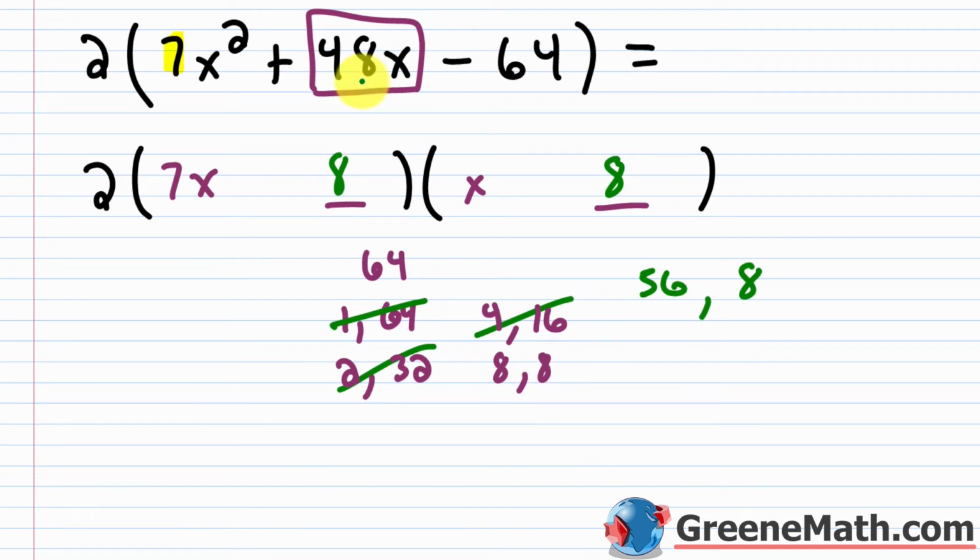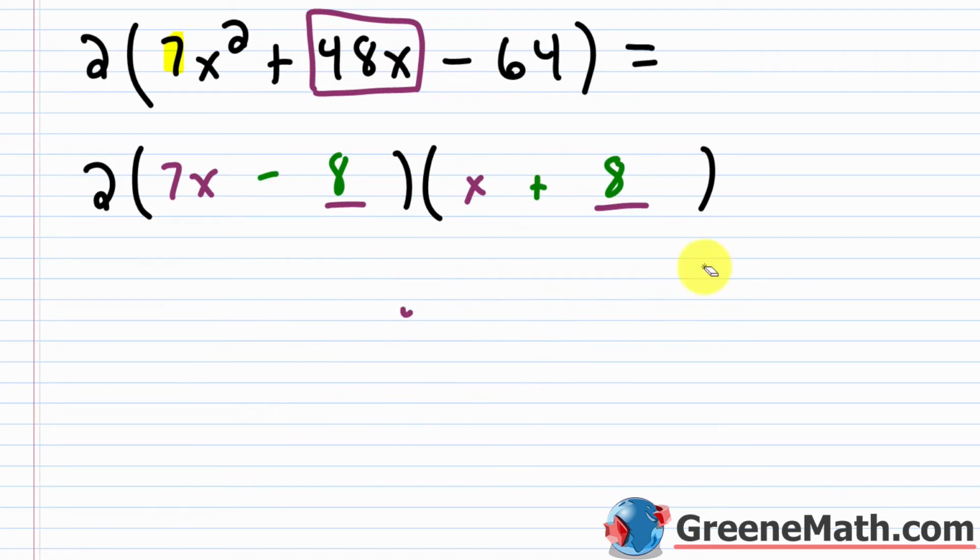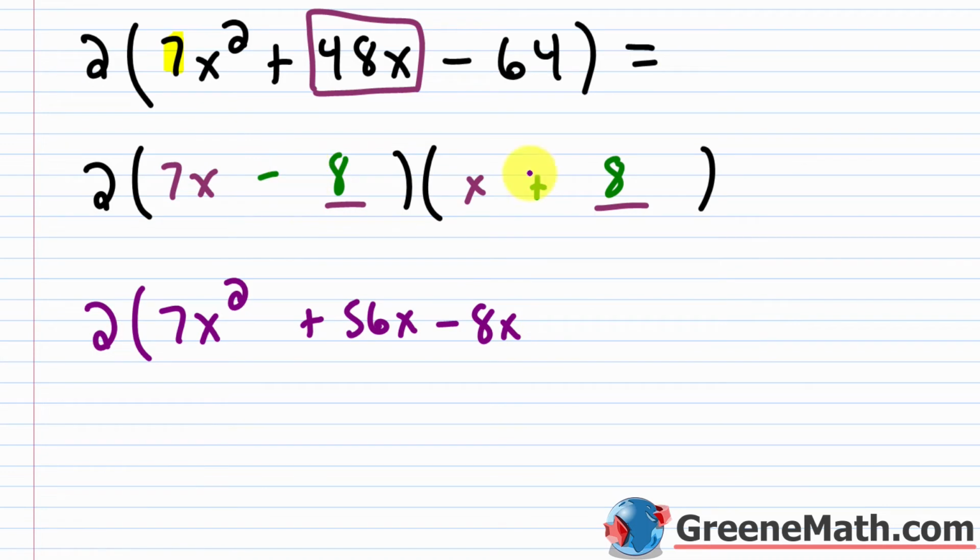Okay, so I want to work with 8 and 8, but now I need to play with the signs. Now, I know this sum here is positive, so that means the larger in terms of absolute value has to be positive. So the 7x times the 8, I want a positive here, and I want a negative here. Again, you can stop and FOIL. In fact, I think it's a good idea to do this the first time, just to show that we got the right answer. So you have your 2 out in front, and then 7x times x is 7x squared. And then your 7x times 8 would be your plus 56x. Negative 8 times x is minus 8x. And then lastly, negative 8 times positive 8 would be negative 64.